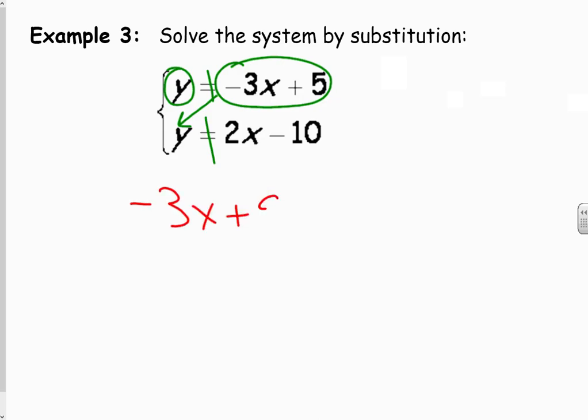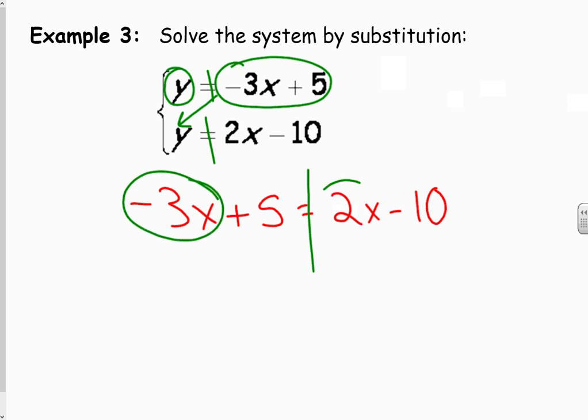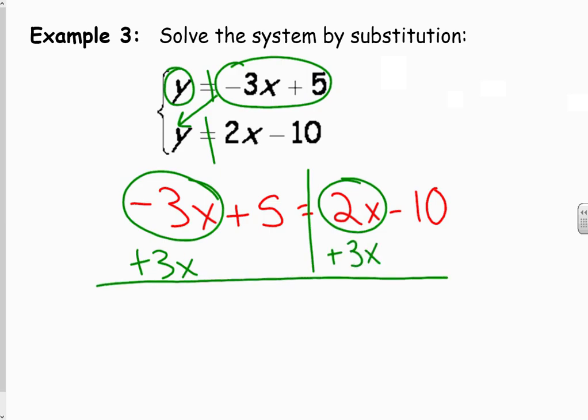-3x plus 5 equals 2x minus 10. All I've really done is take those two parts of the equations and set them equal. I know I did it right because I only have an x variable, but they're on opposite sides. So to avoid a negative, I'm going to pick on the little guy. We could have picked on either one, but I like avoiding negatives.